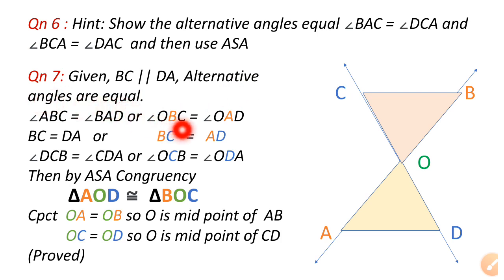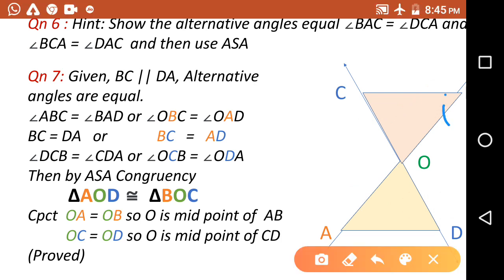So which angles are equal? We can say this angle ABC is equal to angle BAD. That means these two angles, this one and this one, are alternate interior angles and those are equal. And similarly, this one is BAC. So in place of BAD we can write OAD, because O is on the same line.